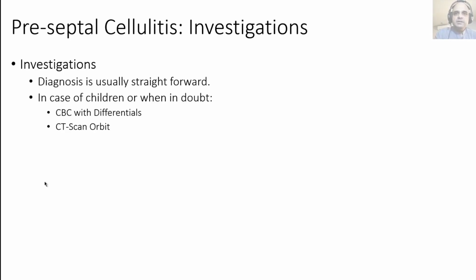Investigations are usually not necessary in adults because the diagnosis is straightforward. In children, or when you are in doubt, a CBC with differential and a CT orbit is indicated. A CT orbit is always indicated if you are dealing with pre-septal cellulitis in children, because you need to differentiate it from an orbital cellulitis. And as I said, the presentation can be very similar. If a child is presenting with mechanical ptosis, that child is not going to allow you to open the eye and examine it the way you would want to, and a CT scan thus becomes indicated.